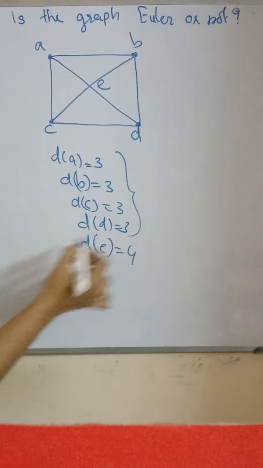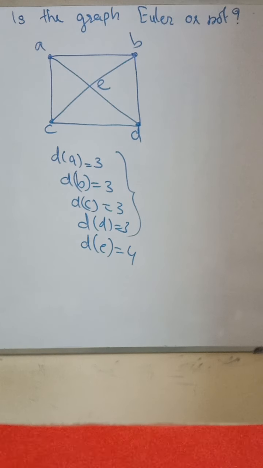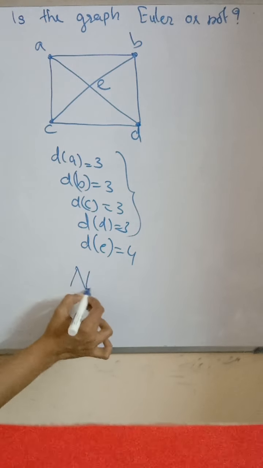Here we have 4 odd degree vertices. We know that for an Euler graph, the maximum number of odd degree vertices is 2. So we couldn't find an Euler path or Euler circuit in this graph. So this is not an Euler graph.